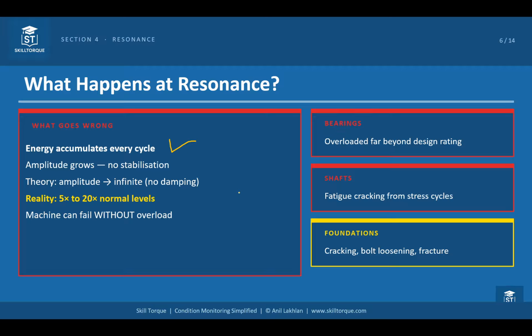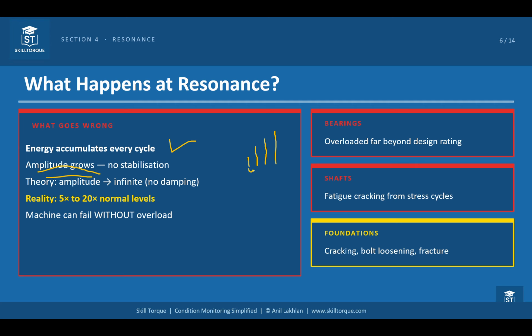So with each vibration cycle, a small amount of energy is added, right? Instead of that energy disappearing or dissipating anywhere, the system absorbs it. So what happens is that it accumulates. Now in that case, the amplitude will grow with each and every single cycle, right?